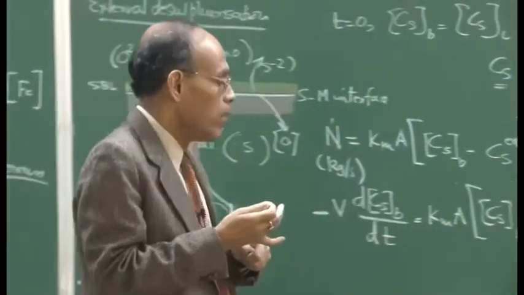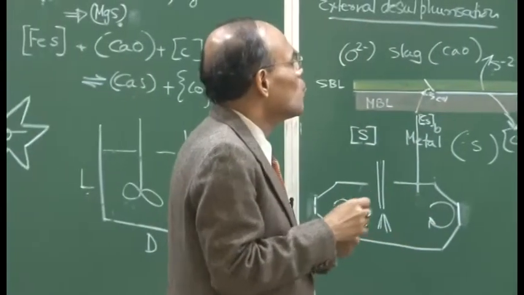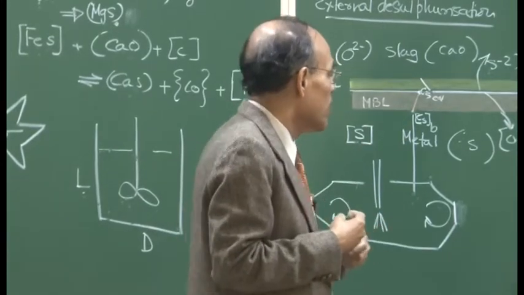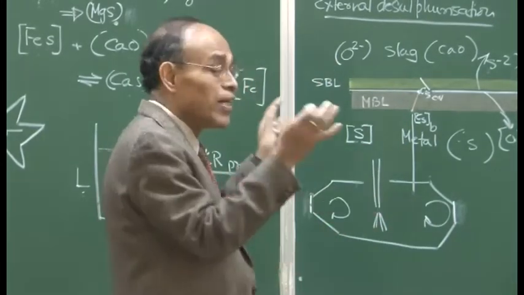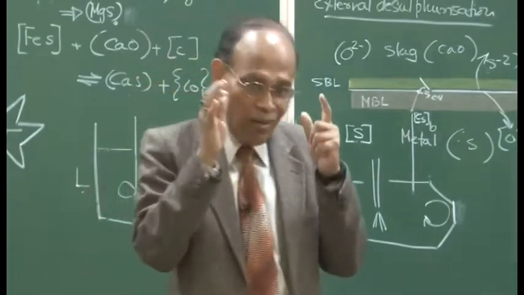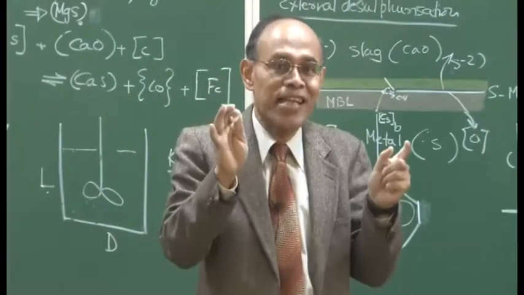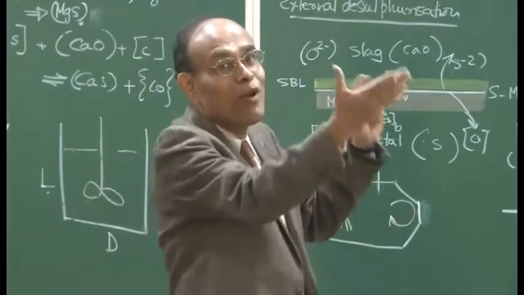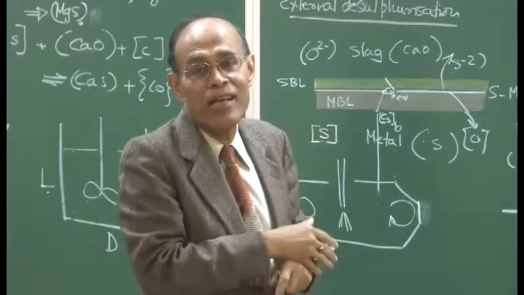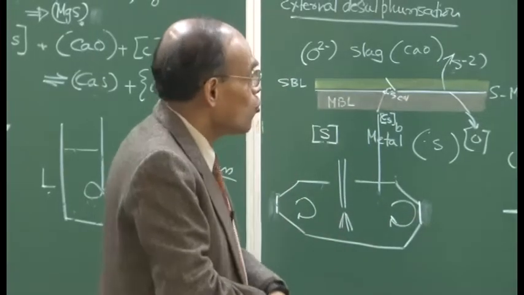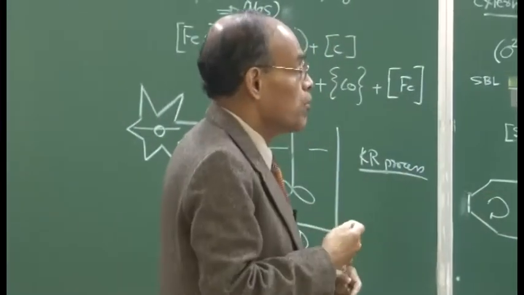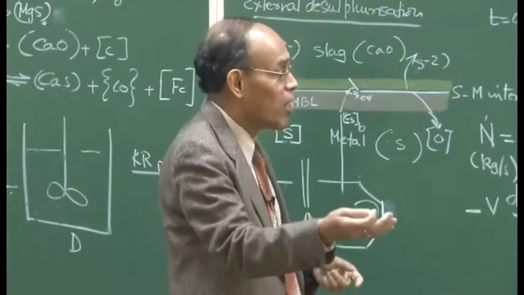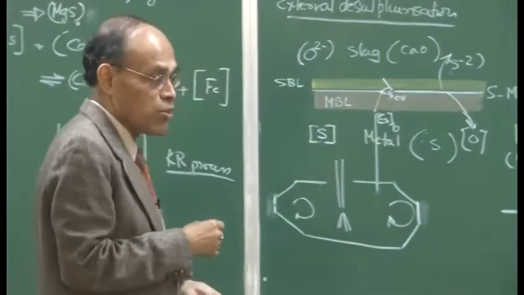Very few plants, only a few in Japan, do phosphorus removal through external dephosphorization, but we will talk about dephosphorization in the context of steel making in great detail, so that the fundamentals of dephosphorization, which are equally applicable to both pretreatment as well as steel making, will be known to you. You can appreciate how it is done if dephosphorization is done during pretreatment, what the thermodynamics and kinetics of dephosphorization are, and so on and so forth.